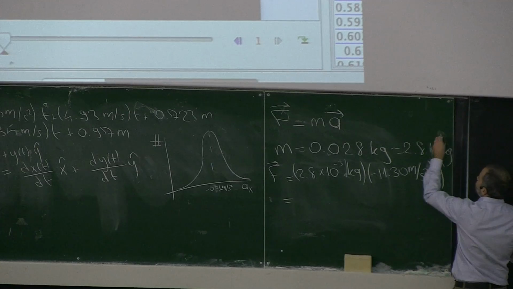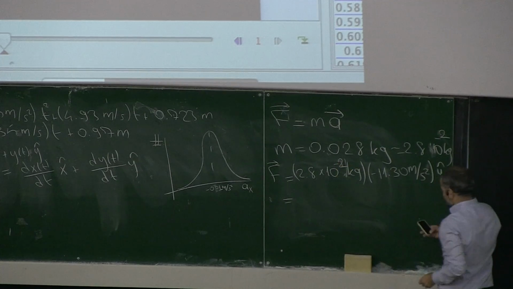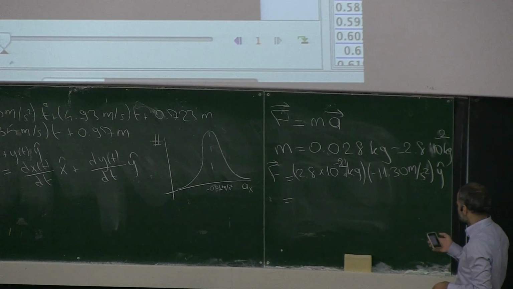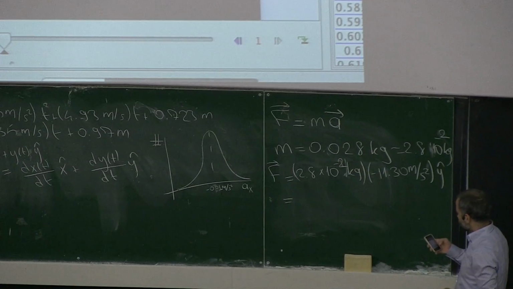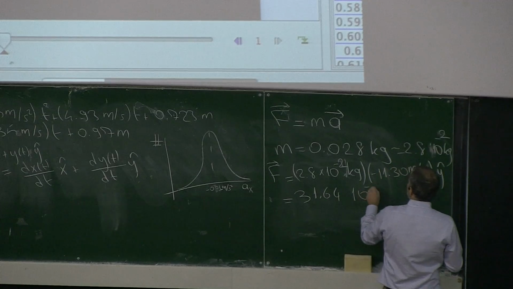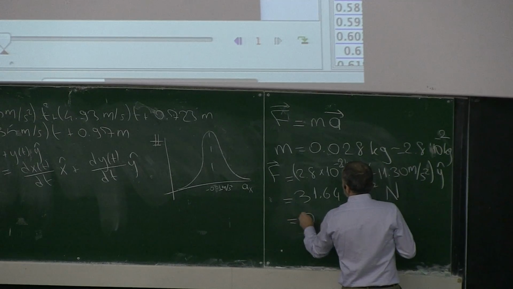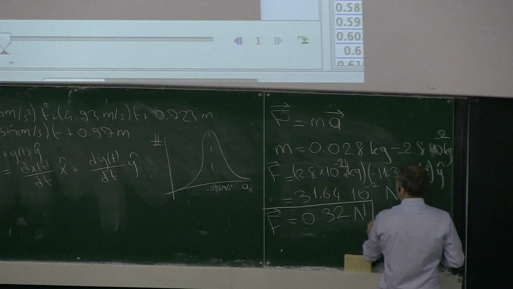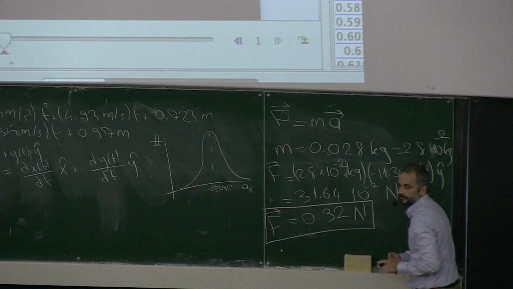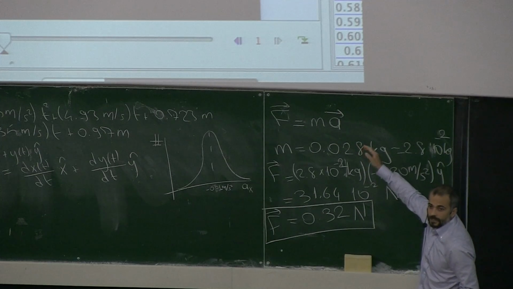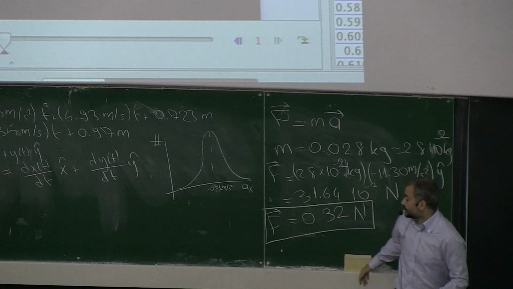Minus 2, you're right. So if you just multiply them, it is 31.64 times 10 to the power minus 2 newtons, 0.32 newtons, the force acting on my mass. This is the force acting on my mass. It's a constant force because the acceleration is constant all the time. So since the acceleration is constant all the time, the force is also constant all the time.